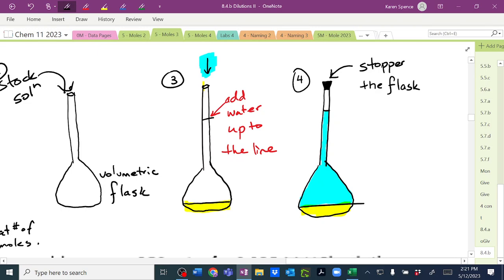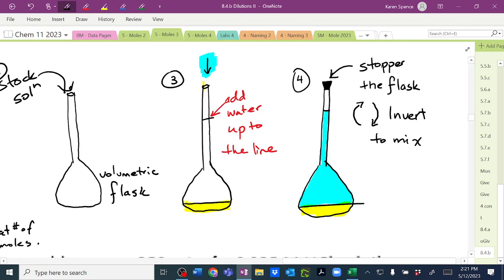And once we've done that, we are going to invert it, turn it right side up and upside down to mix. And then we're done. Is good?